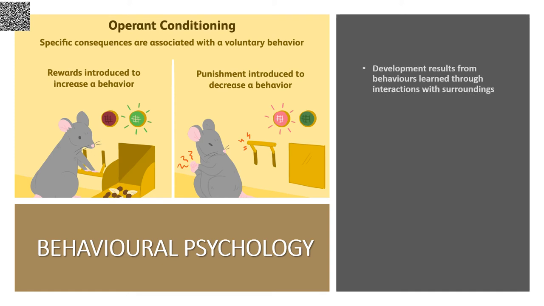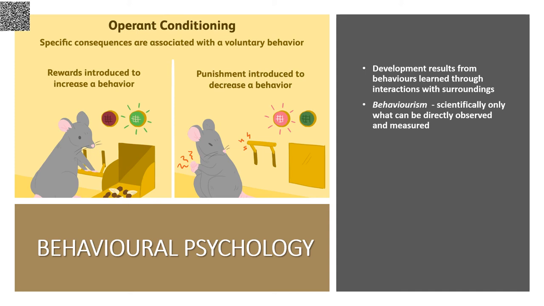So he thought that development, so how we change throughout our life, happens because our behaviors interact with our world and we get feedback from that. Some positive, some negative, and that shapes future behavior. This idea is called behaviorism.